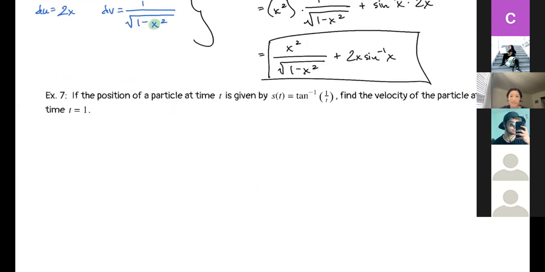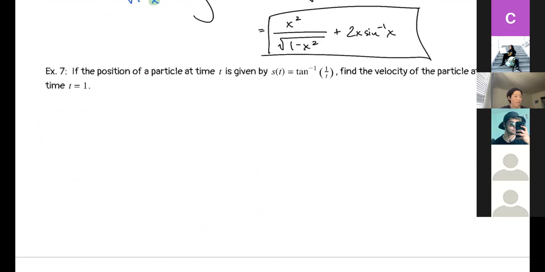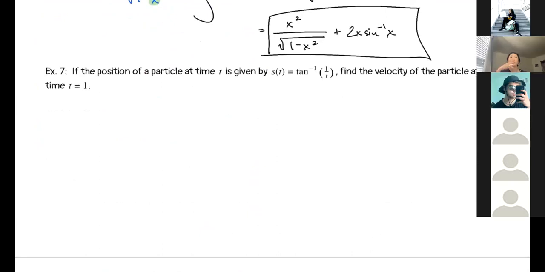All right. One last question here. We want to make sure we know how to apply things in a different context, right? So if the position of a particle at time t is given by s of t equals the inverse tangent of 1 over t, find the velocity of the particle at time t equals 1. So lots of different concepts together here. What do we need to do? What are we given? What do we need to find?